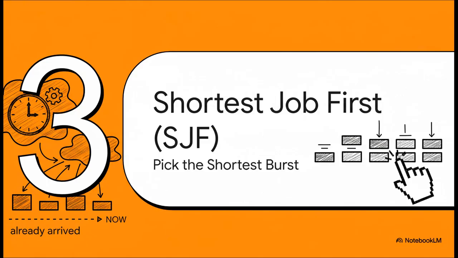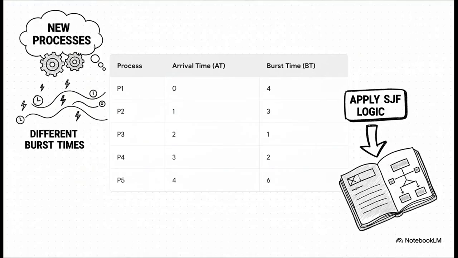All right, let's move on to our next algorithm, shortest job first, or SJF. Now, the key rule here is that we always choose the process with the shortest burst time, but only from the pool of processes that have actually arrived and are waiting in the queue. This is the non-preemptive version, meaning once a job starts, it finishes. Okay, here's a new set of processes. The burst times are a bit different this time. Let's apply that SJF logic and see what happens.